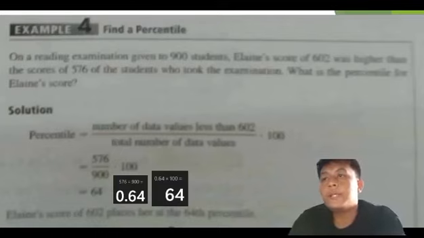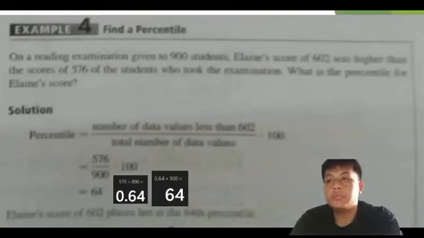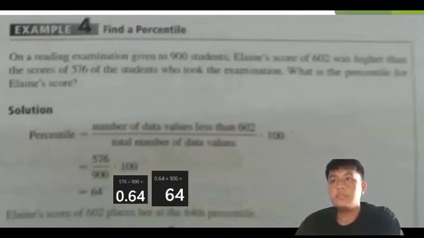Makikita niyo yung 576 of the students who took the examination, 576, and then total number of data values. Ang total number of data values natin dito is 900 students. And then, paano naging 64? Ang 100 pala dito is given na yan. Given na yan sa percentile para sa solution.